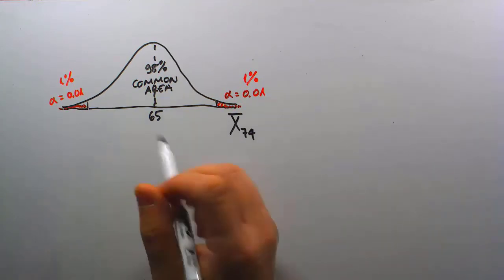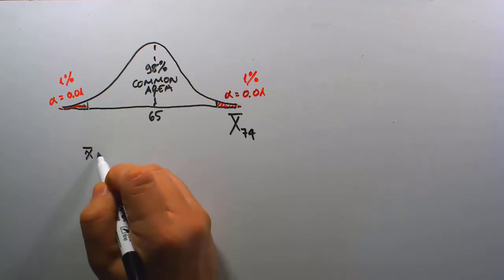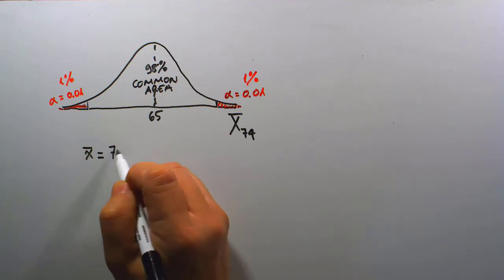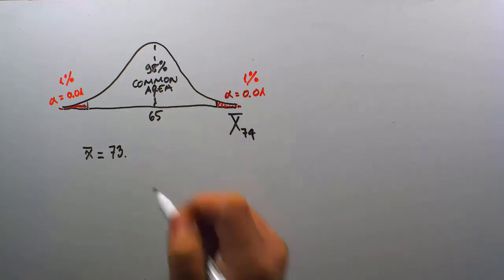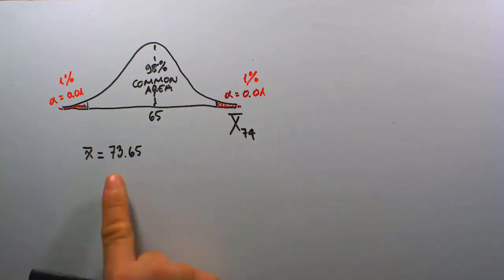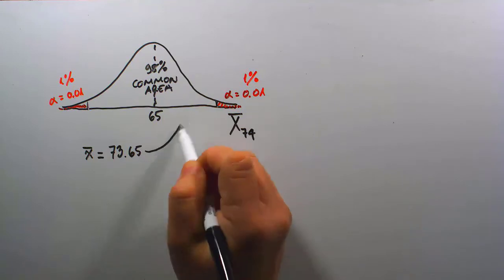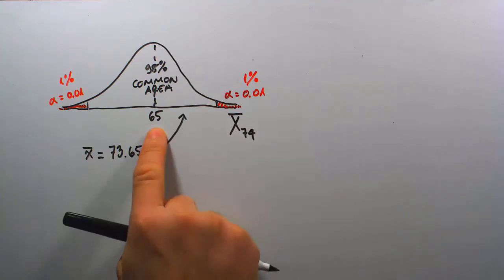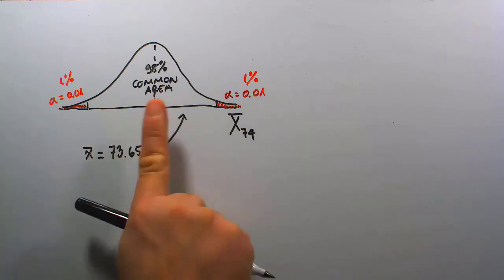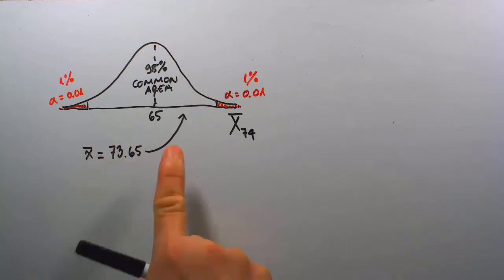Now our sample mean value that we have found, x bar, is 73.65. This sample mean is clearly a greater value than the value being claimed at the center. Or in other words, this sample mean that we have found is clearly to the right hand side of the center of our bell curve here in this picture.